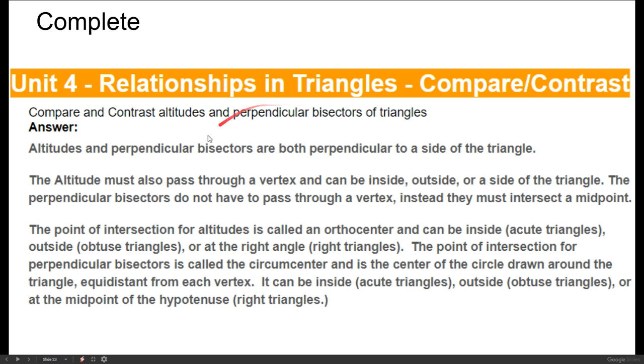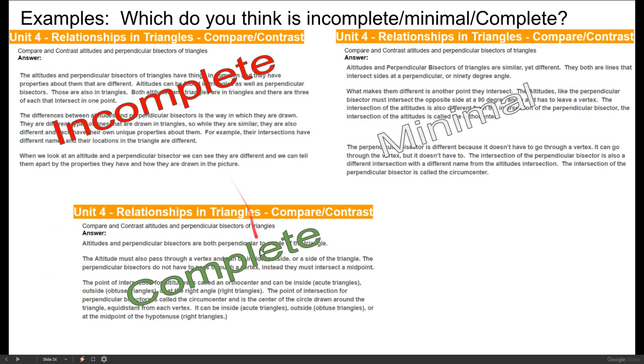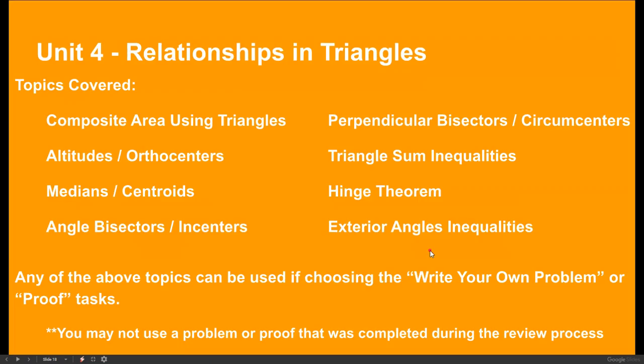Okay, so this is a complete answer, not nearly as wordy as the first one, kind of close to the second one, but a complete, full answer. Okay, so again, incomplete, complete, minimal. My complete is actually the shortest of all 3. So again, more words doesn't mean a better answer. Okay, so hopefully this helps you with some examples.